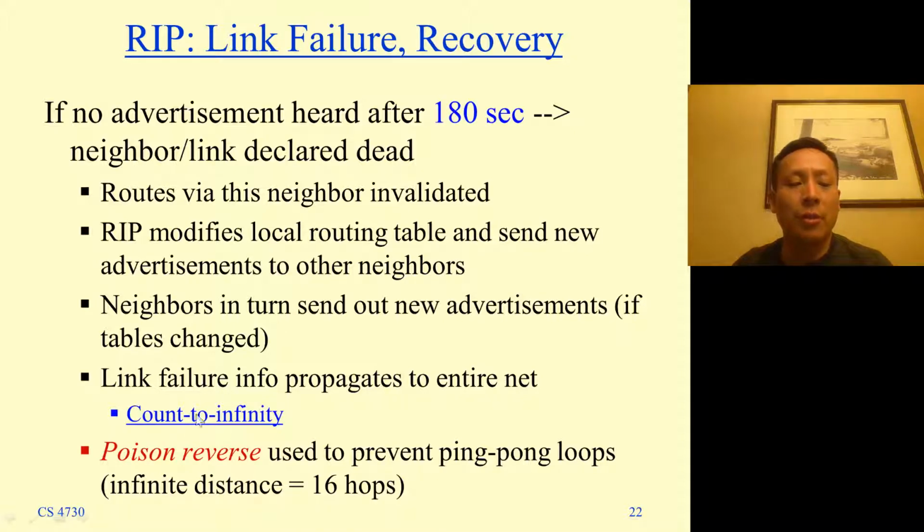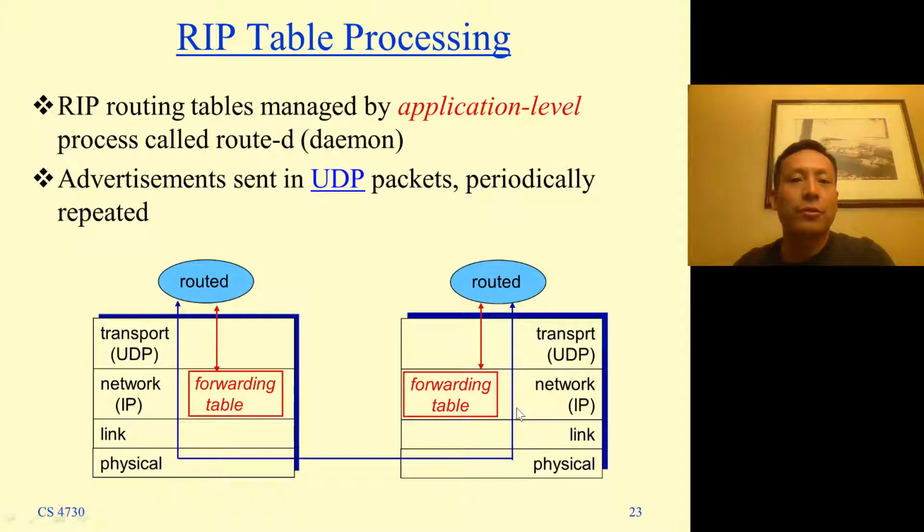Because bad news goes slowly, and if you use poison reverse, then you can prevent some ping-pong loops, right? So that's a kind of possible solution. Apparently it's not perfect, as I mentioned before.